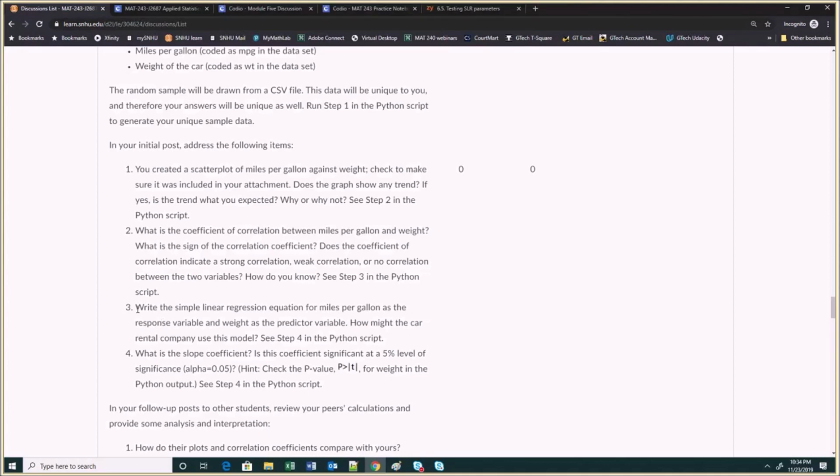And so now this answers question 3 and 4. Write the simple linear regression equation. How might the car rental company use this model? And the last question, which is, what is the slope coefficient? The slope coefficient, again, is the coefficient for WT. Is this coefficient significant at 5%?